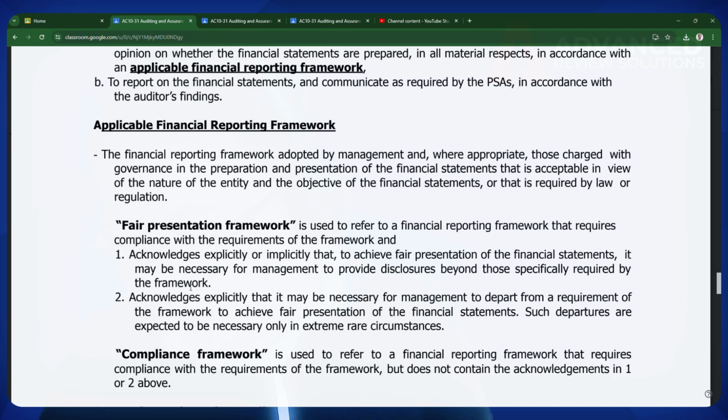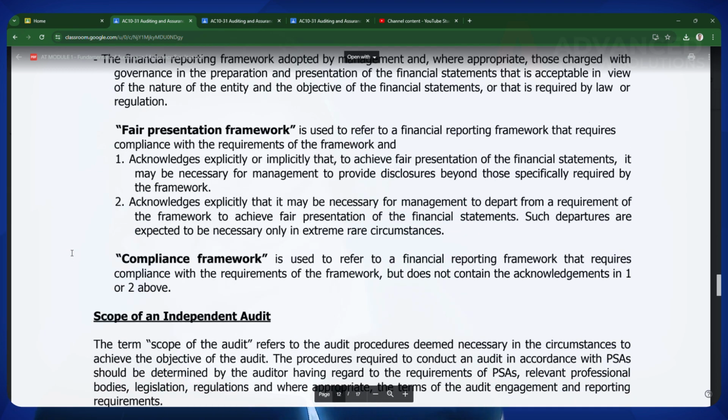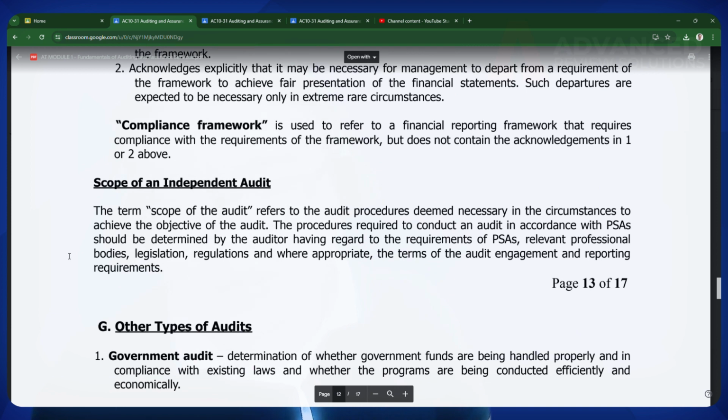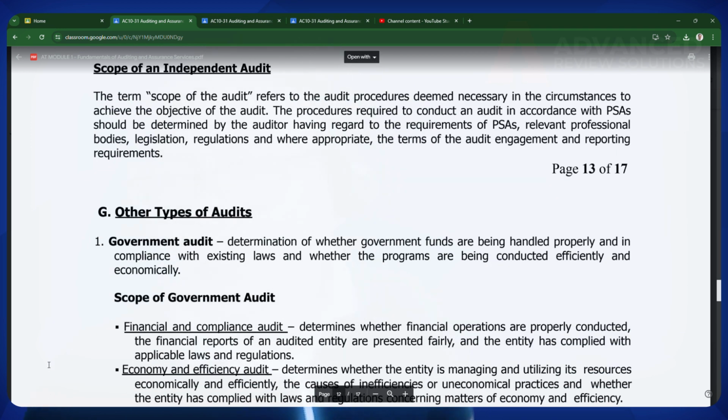No? Letter C, acknowledges explicitly it may be necessary for the management to depart from the requirement of the framework to achieve the presentation of the financial statement. No? Yan. And also, pag compliance, ay basta comply lang tayo, okay na yan. Ha? It is used to refer to the reporting framework that requires compliance with the requirements of the framework. Right? Yan. Scope of the audit naman. No? Ano yung mga scope of the audit? So, the term scope is the audit procedures deemed necessary to the circumstances to achieve the objective of the audit.